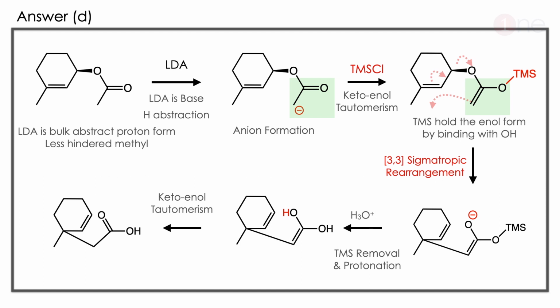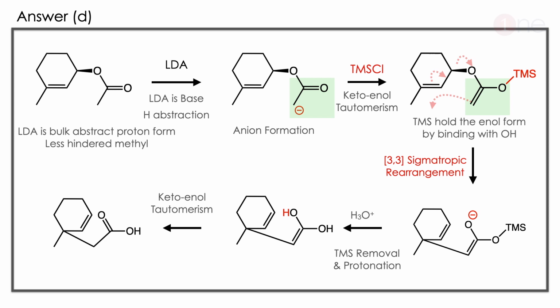The anion is formed. Then you are using the trialkyl silyl chloride. Silyl chloride holds the enol form and keeps the enol form stable. So TMS holds the enol form stable. It's a silyl compound, it sticks with oxygen very well. So the position of the groups is perfect for a 3,3 sigmatropic rearrangement. So rearrangement occurs. The new bond is formed between the open chain and the closed one.